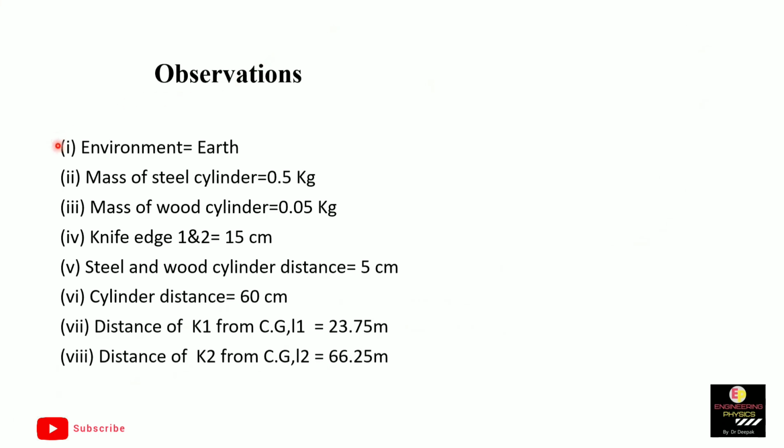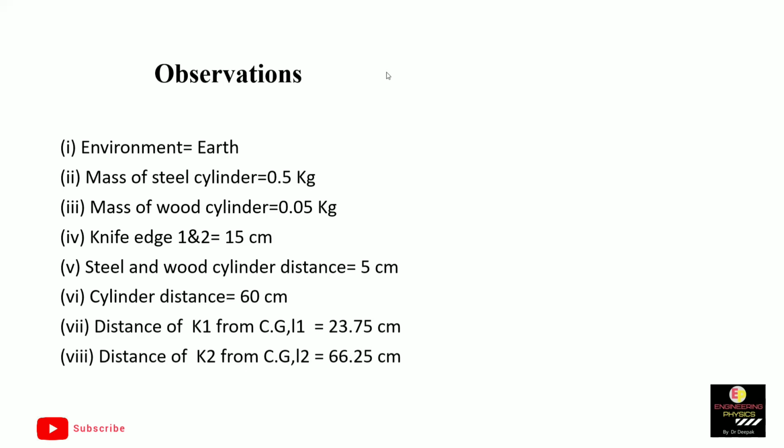In the observations, we can perform the experiment on the simulator. So we have to select the environment. Here we select the environment Earth, mass of steel cylinder 0.5 kilogram, and mass of wood cylinder 0.05 kilogram. Knife edge distance that we have selected is 15 centimeter. Steel and wood cylinder distance is 5 centimeter. Cylinder distance, that is exactly half of the length of the rod, is 60 centimeter. Distance of K1 from the center of gravity, L1, is equal to 23.75 centimeter. Distance of K2 from the center of gravity, L2, is equal to 66.25 centimeter.